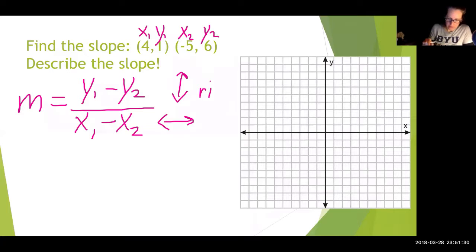Okay. Oh, there we go. I fixed it. All right. So we're going to find the slope here. Oops. Come on, go back to the pen.